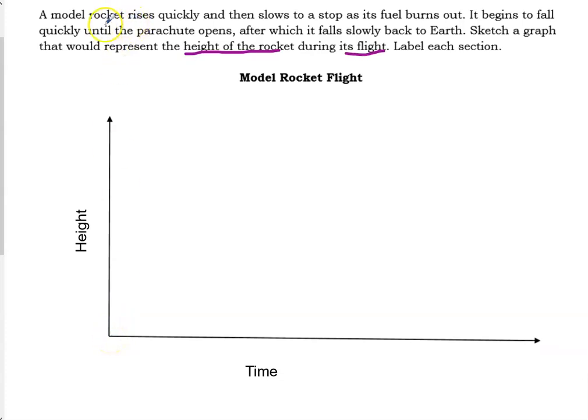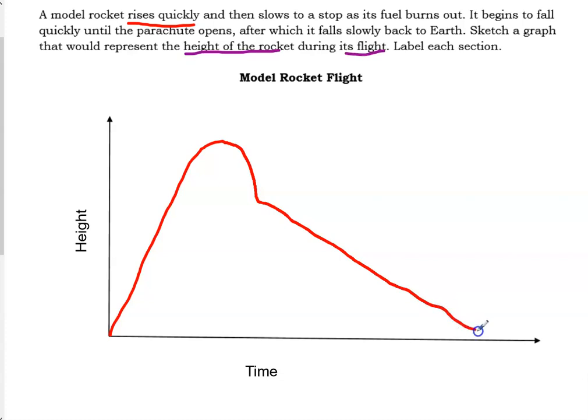And it tells me that the rocket rises quickly. So I want the height of this rocket to go up pretty darn fast. And then it starts to slow to a stop. But what happens is, after its fuel burns out, it's going to fall quickly. So it's going to go back to the ground real quick, but then its parachute opens. So when its parachute opens, it starts to fall slowly back down to the earth. So that's basically the path that the rocket is taking over time with respect to height.